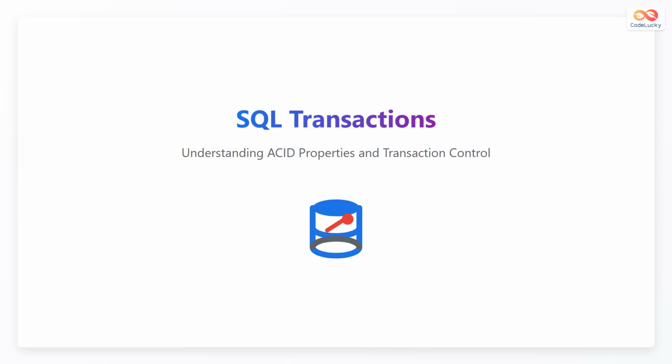Welcome. In this video, we will explore the concept of SQL transactions, understanding their ACID properties, and how to control them effectively. We will learn how transactions ensure data integrity and reliability in database management.